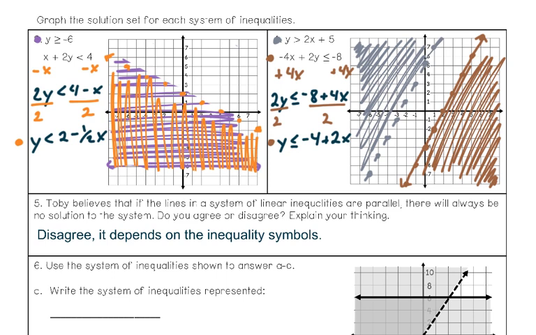For example, in this one, if we had this reversed, we would be shading above the line, and then this area would be the overlapping shaded region. So it really depends on the inequality symbol. I know we think whenever we're looking at systems of equations that are parallel, there's no solution, but because the inequalities represent the shaded areas, it just depends on which way they're facing to create that solution set.